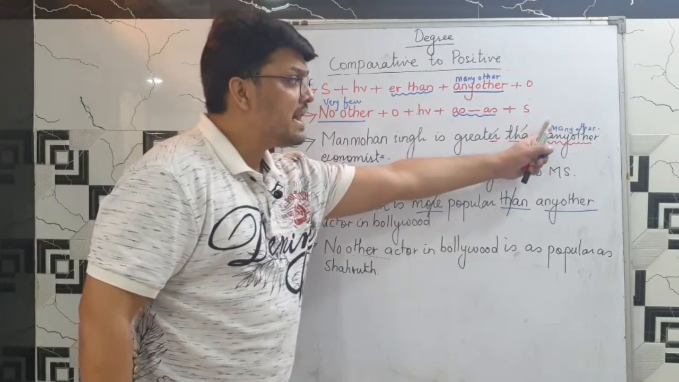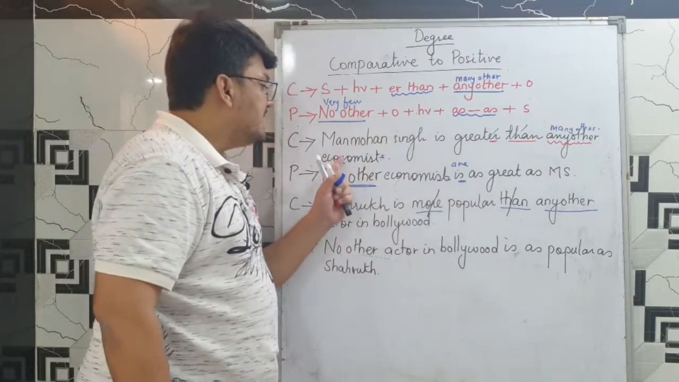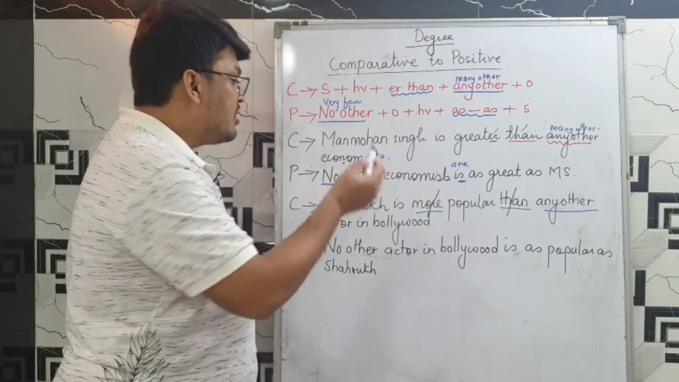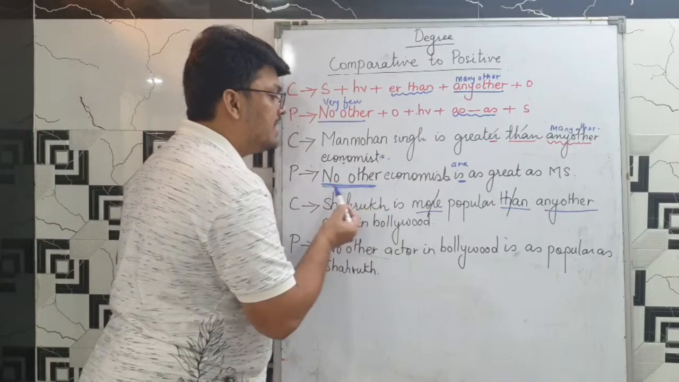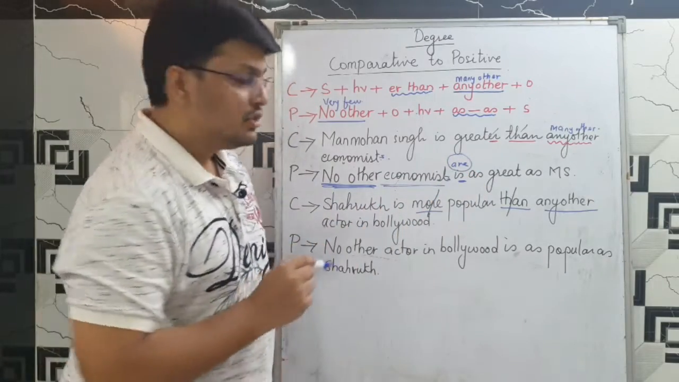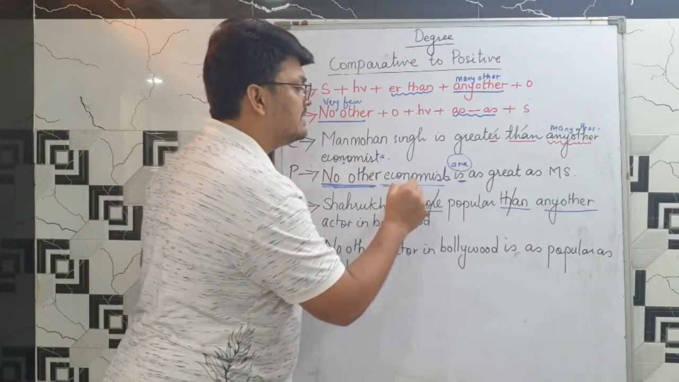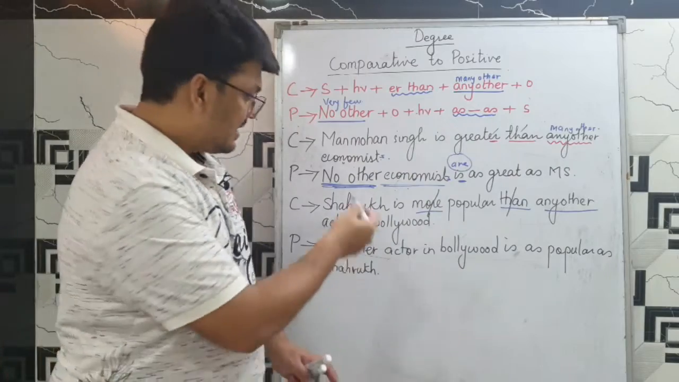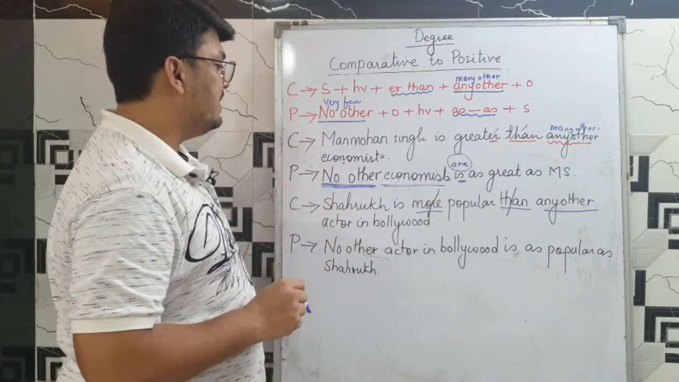And if you see many other in comparative degree, the noun that comes after many other will be plural. And when you use very few over here, this will come plural, so your helping verb will also become plural. So, very few economists are as great as Manmohan Singh. Let's come to this second example.